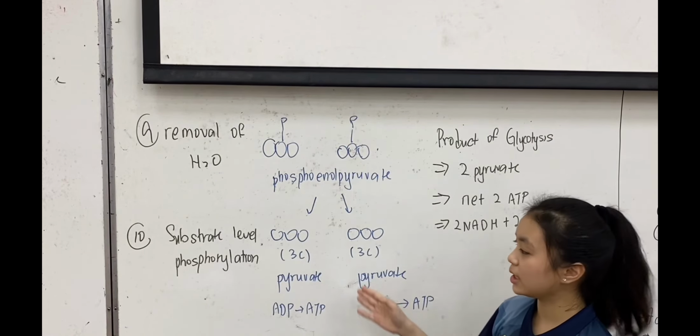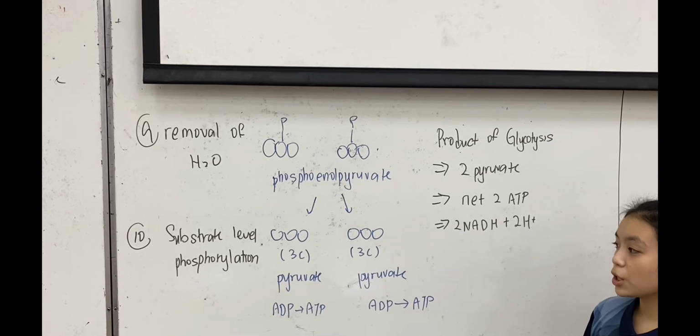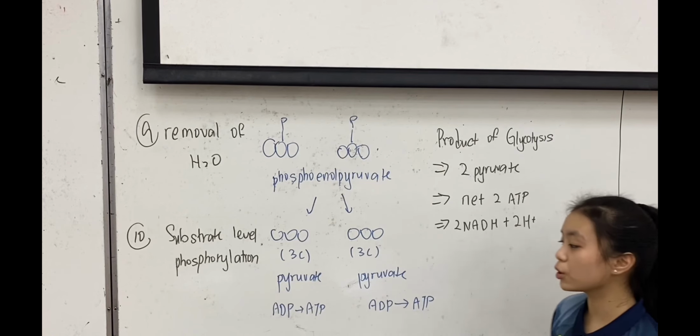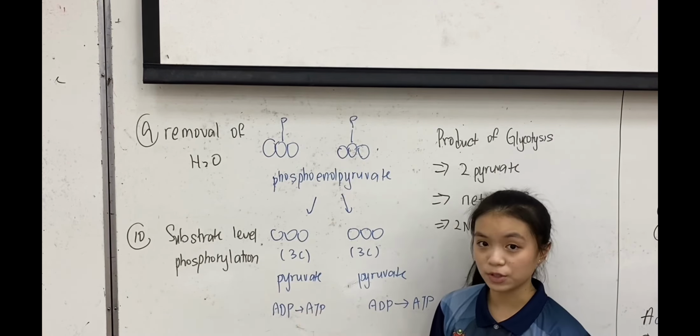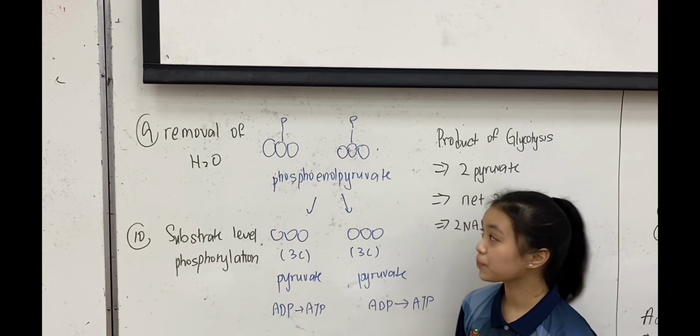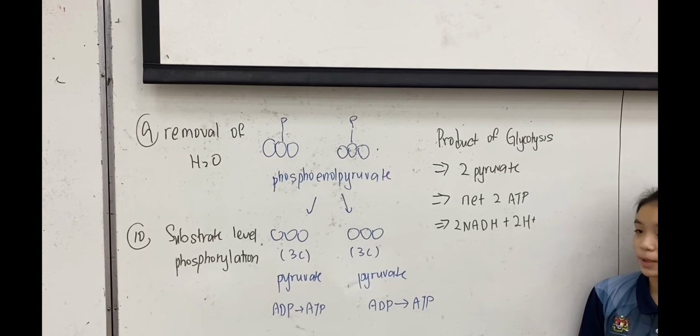Now 3 carbons are left, and it is called pyruvate. Where does the phosphate go? The phosphate is accepted by ADP, which goes back to ATP again. In conclusion, the products of glycolysis are 2 pyruvate, net 2 ATP, and 2 NADH plus 2 H+.